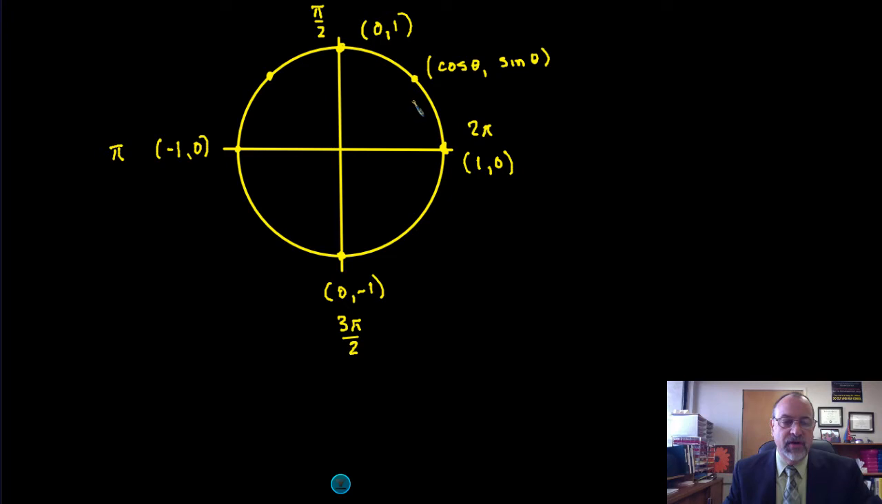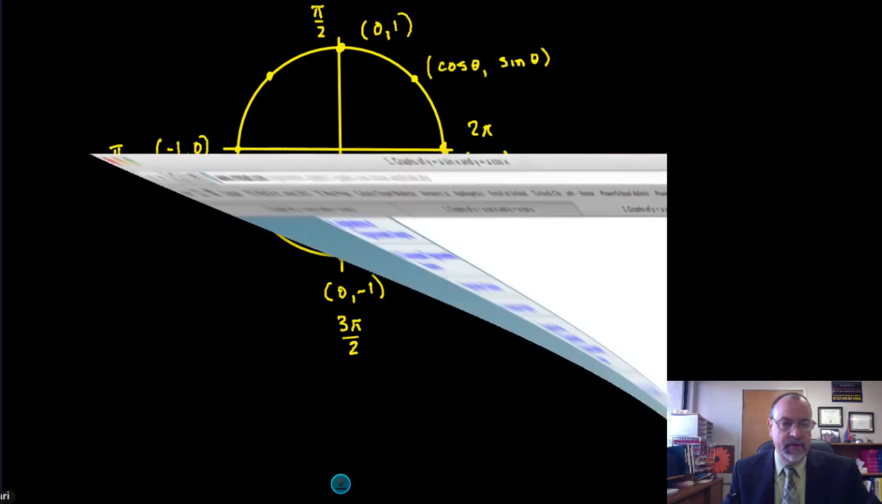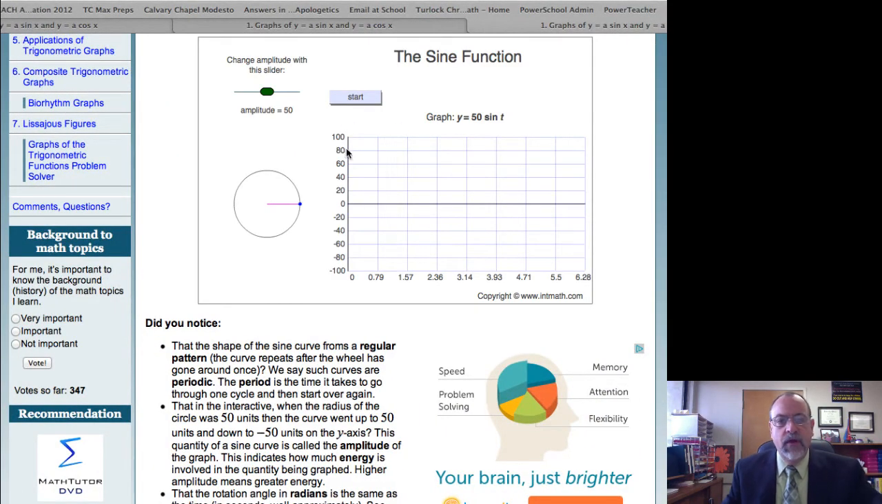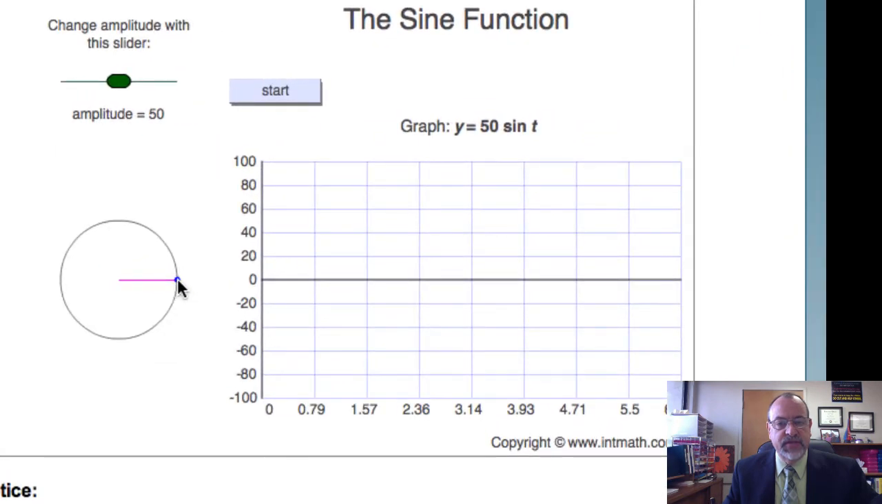So let's take a look then at the sine graph, or what it looks like, or what the sine graph is a picture of. Okay, so let me think. I have a website up here that we want to look at. Here we go.